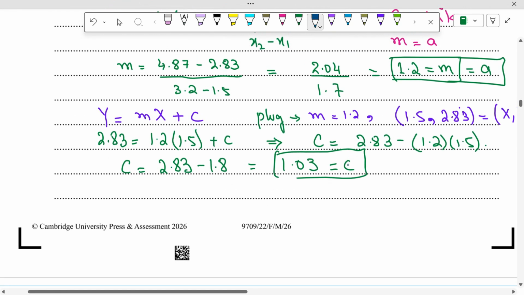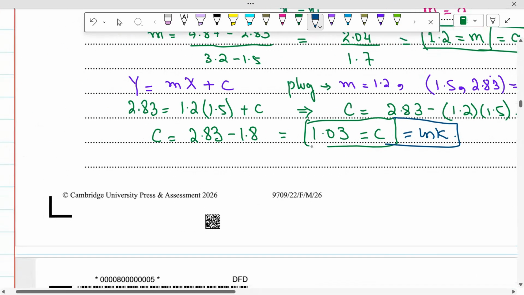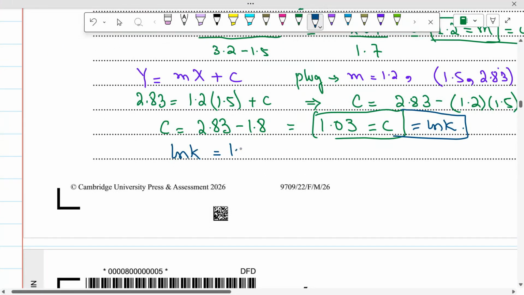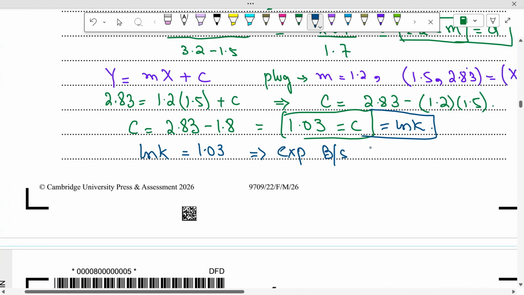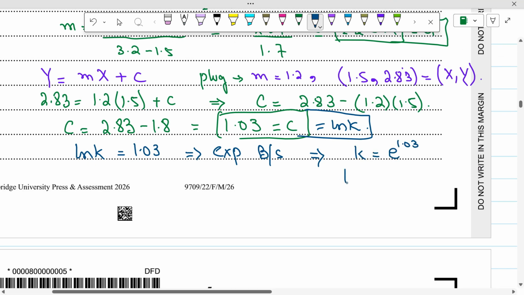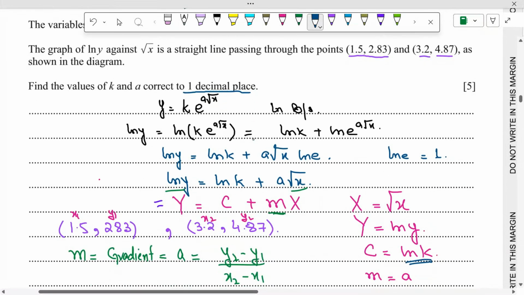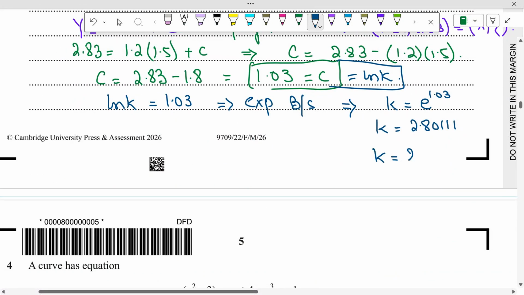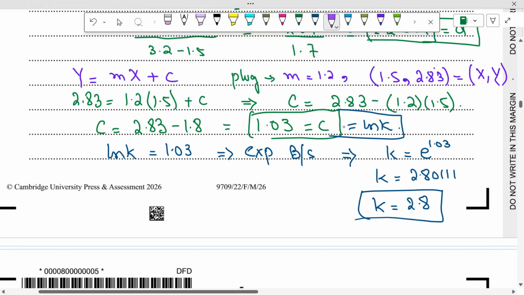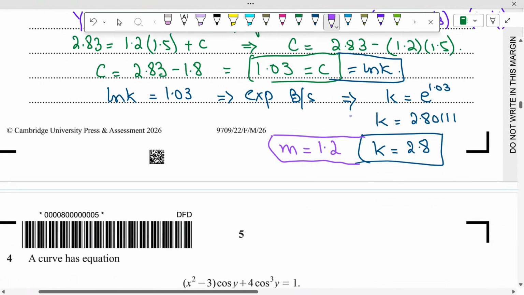And this value c equals ln k, so ln k equals 1.03. Exponentiating both sides, we will have k equals exponential of 1.03, and k equals 2.8011. We need to find the values of a and k correct to one decimal place. So k equals 2.8 and a, which was m, is 1.2, which was required.